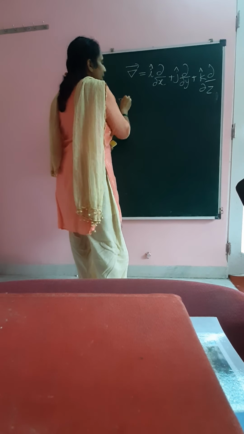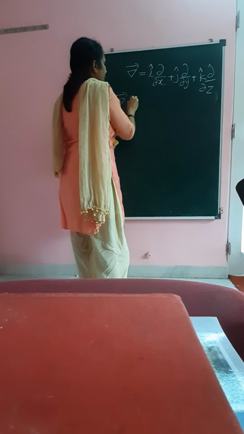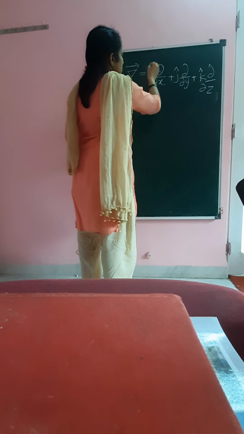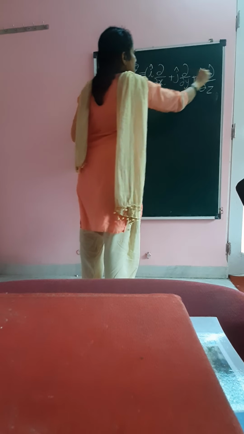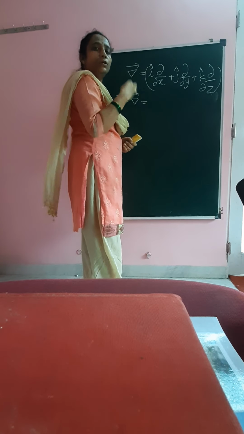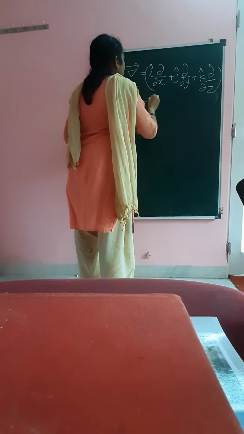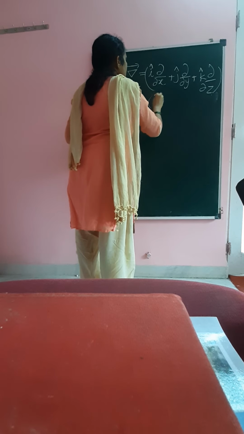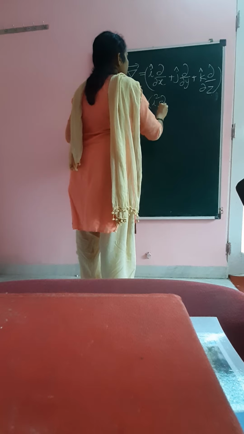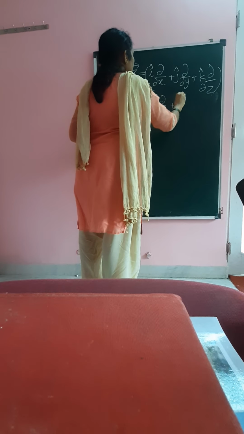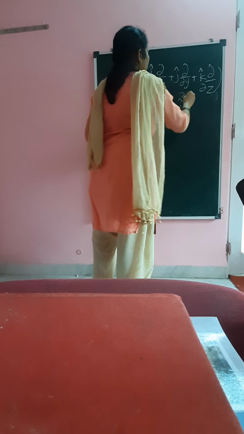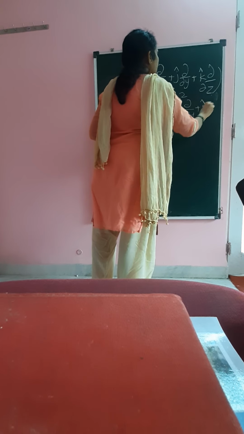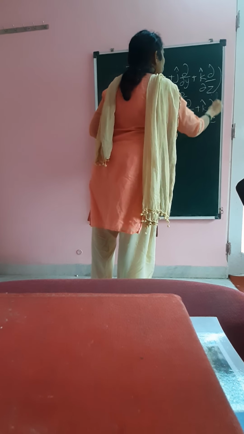Now we want del square, so it will be del dot del. So we will have these two brackets like this, and again into the same bracket, that will be taken in the form of i square dou by dou x plus j square dou by dou y plus k square dou by dou z.